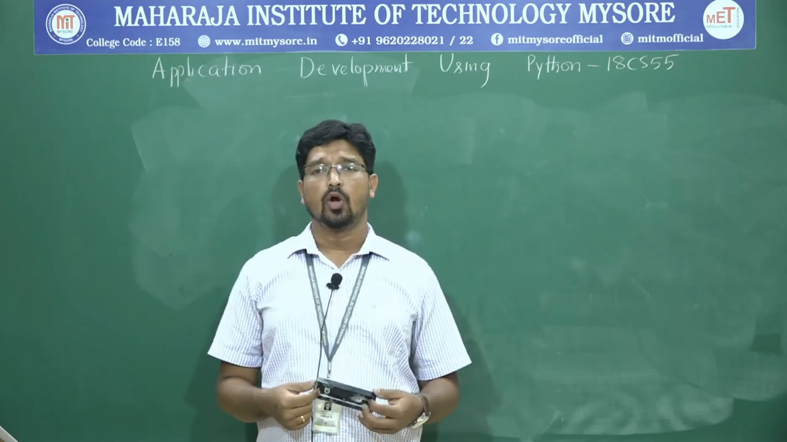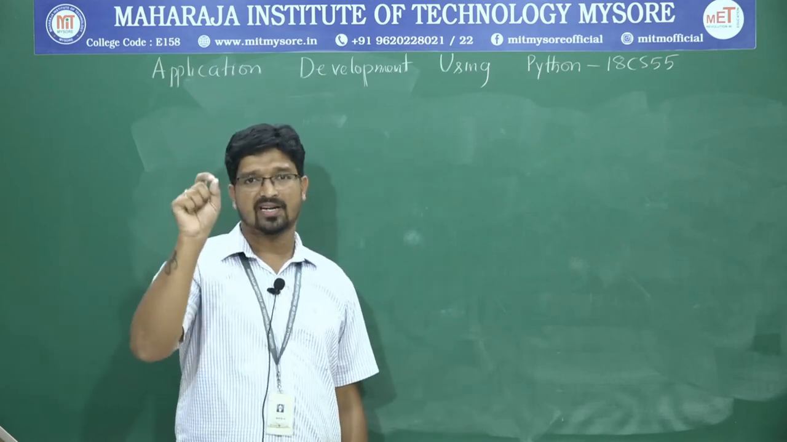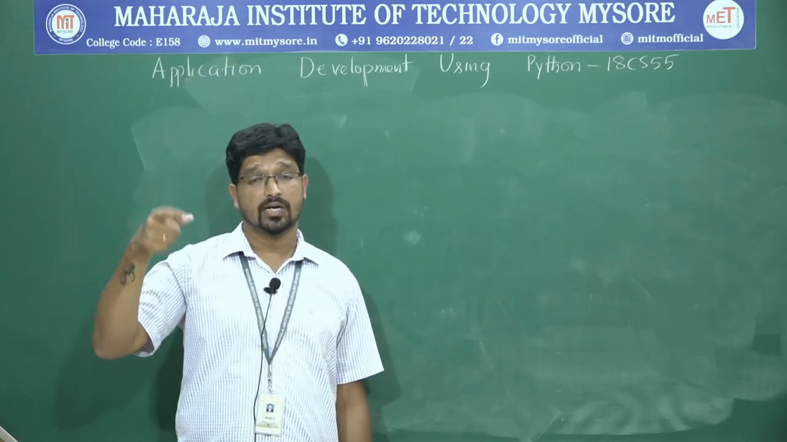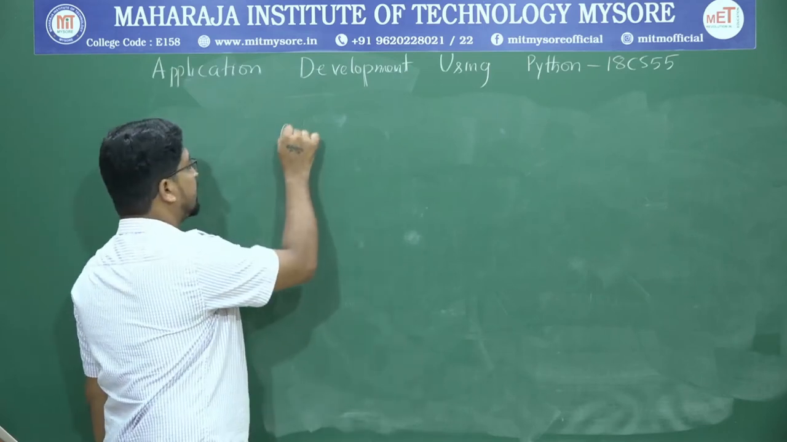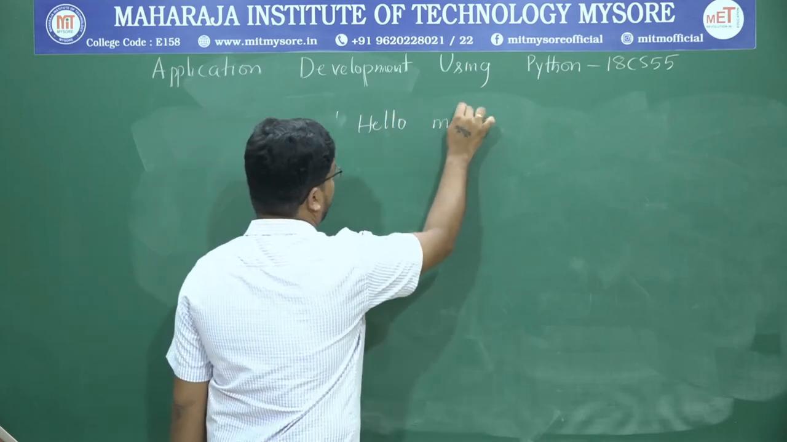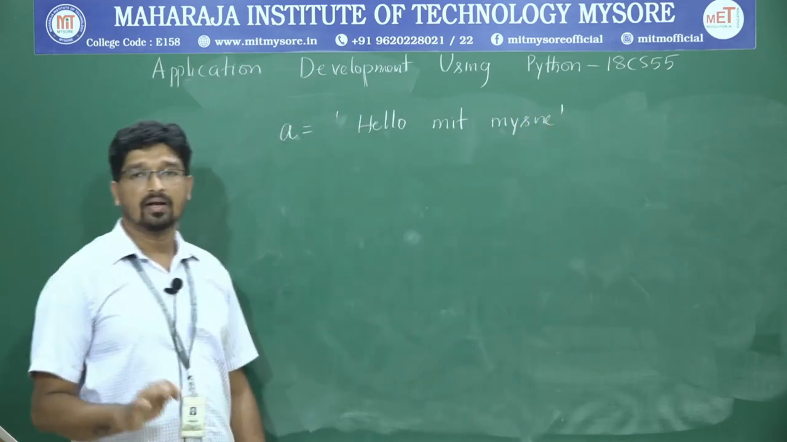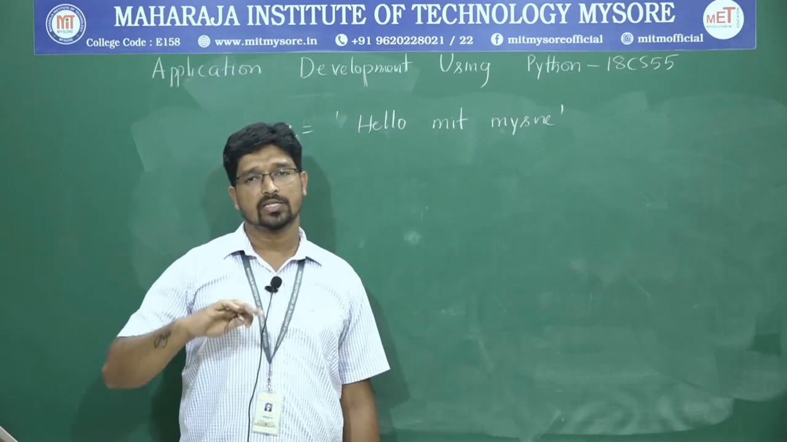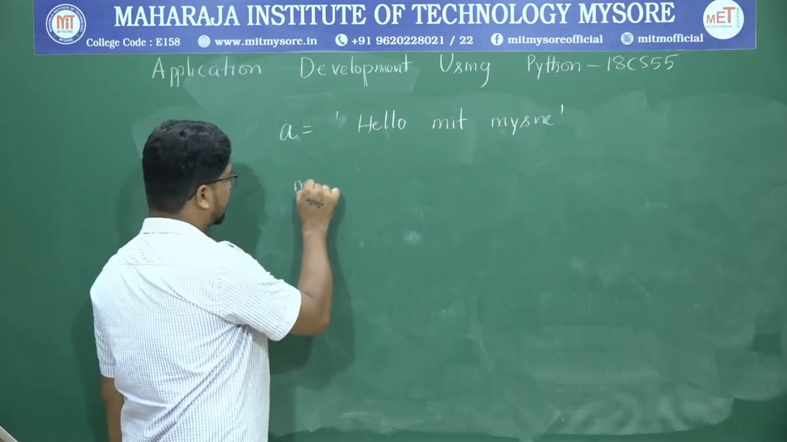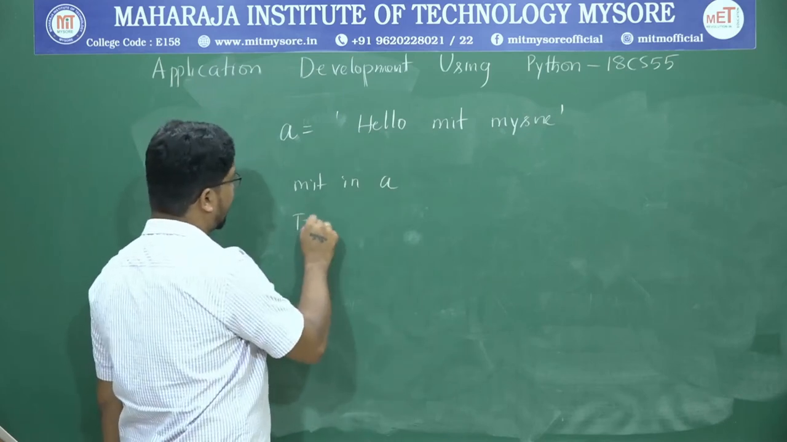Next we have in and not in operator with string. Let us see if you want to check whether a particular character is present inside the string, or whether a particular substring is present in the string. That can be done. Let us consider A is equal to hello MIT Mysore, and when you check in and not in, they are compared character by character, which means lowercase is treated as different, uppercase is treated as different. Let us say I want to check whether MIT in A.